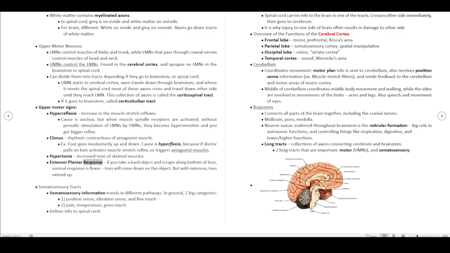Extensor plantar response. If you take a hard object and scrape along the bottom of the foot, the normal response is flexor: toes will come down on the object. But with extensor, toes extend up.